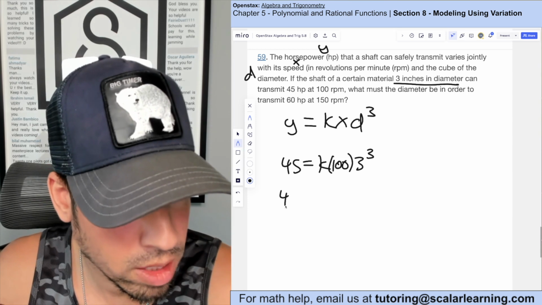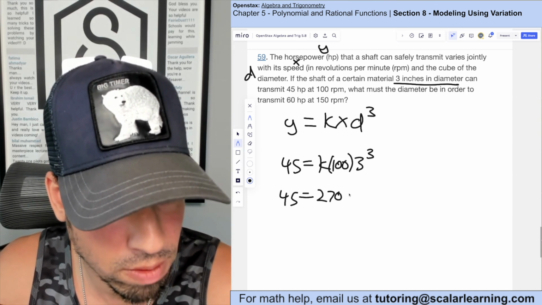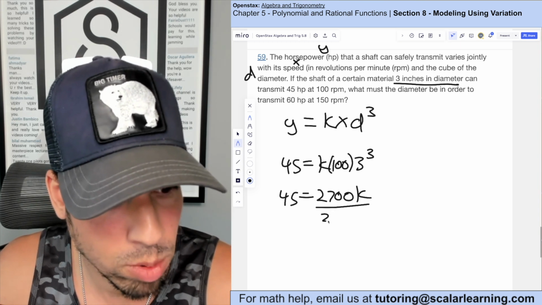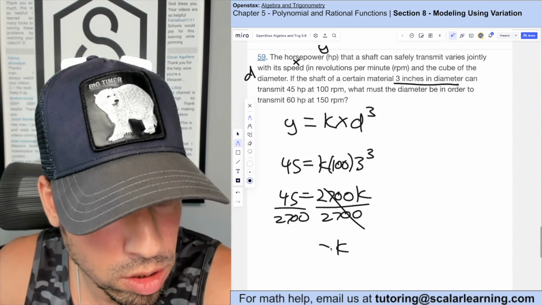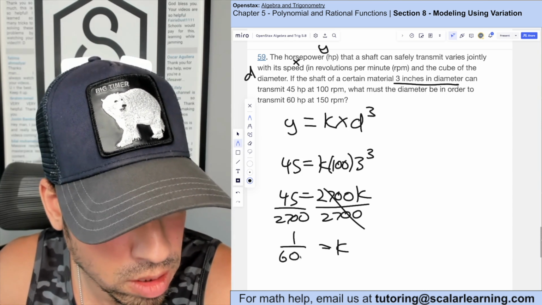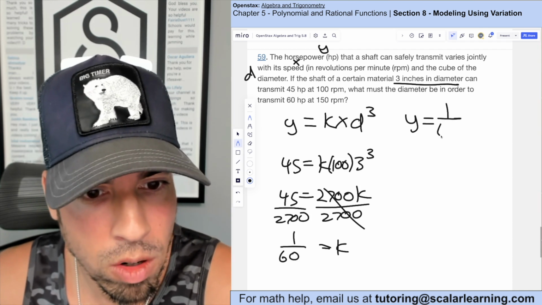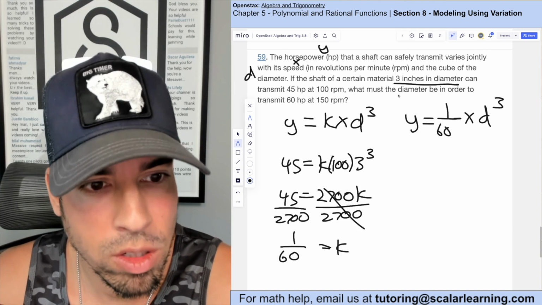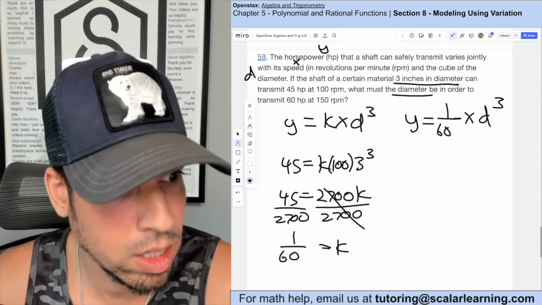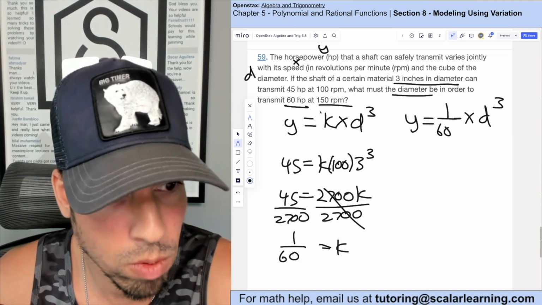Now we can solve for k. So 45 equals 3 cubed is 27 times 100 is 2700. And then to solve for k, we divide by 2700. And 45 over 2700 reduces to 1 over 60. So now we can rewrite the original equation as y equals 1 over 60 times x d cubed. And then now it says, what must the diameter be? We're solving for d in order to transmit 60 horsepower, that's y, and 150 for RPM, that's x.